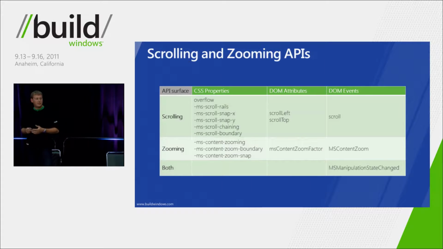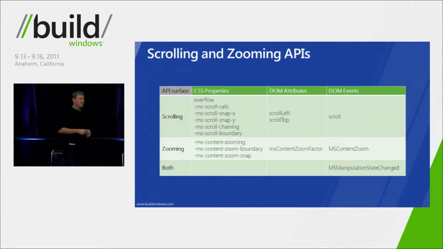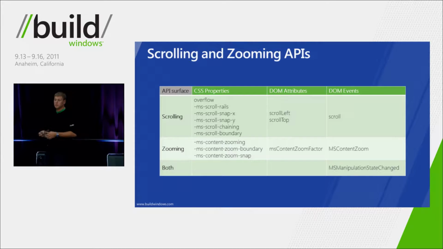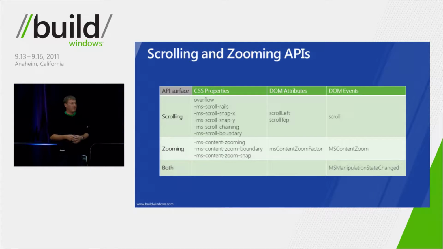And that model really is straightforward. It's that CSS properties are there to allow you to control the behavior. You have the DOM attributes, which allow you to inquire about the state of the system, like what the scroll position is or what the zoom level is. And then there's a set of DOM events that fire to let you know when something's happened.